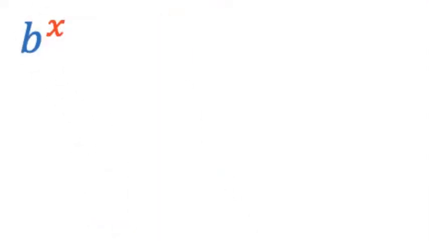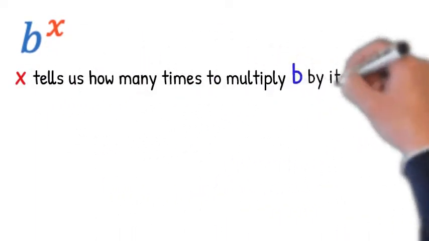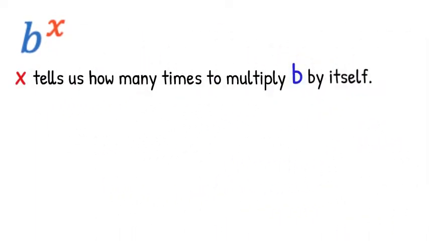This is the general form of an exponent. b to the x. b is the base, x is the exponent. X tells us how many times to multiply b by itself.